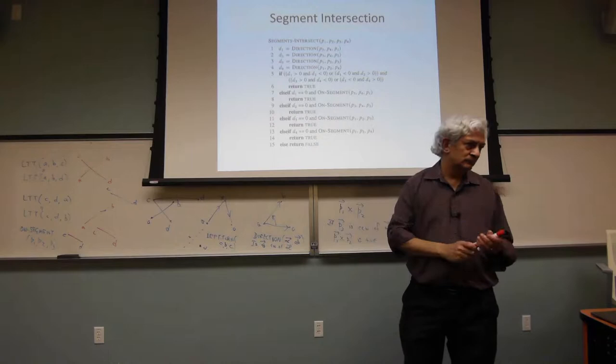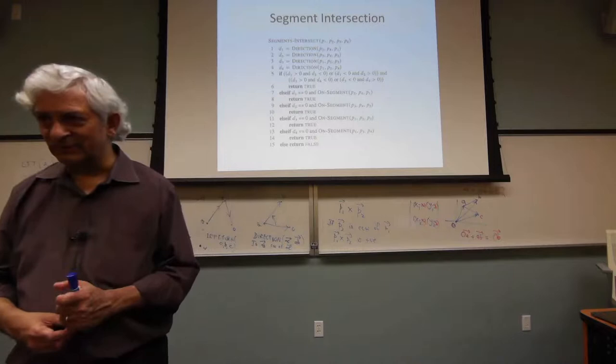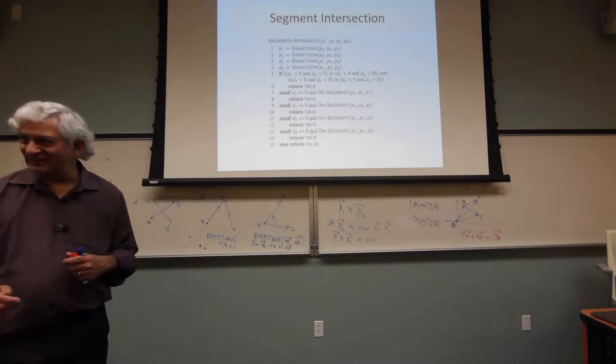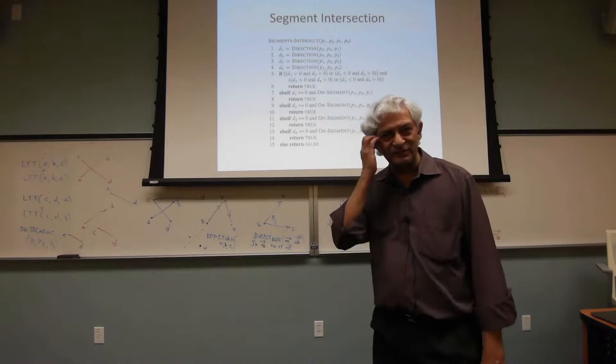Right? So the condition you have for the D1 and D2 greater than or less than, can we just check if the product is less than zero? Yeah. Yes, absolutely. I don't know why they've written it that way. Maybe just to make it clear. Just in case. Why can't I just check if D1 times D2 is less than 0, and if D3 times D4 is less than 0? Yeah, absolutely.